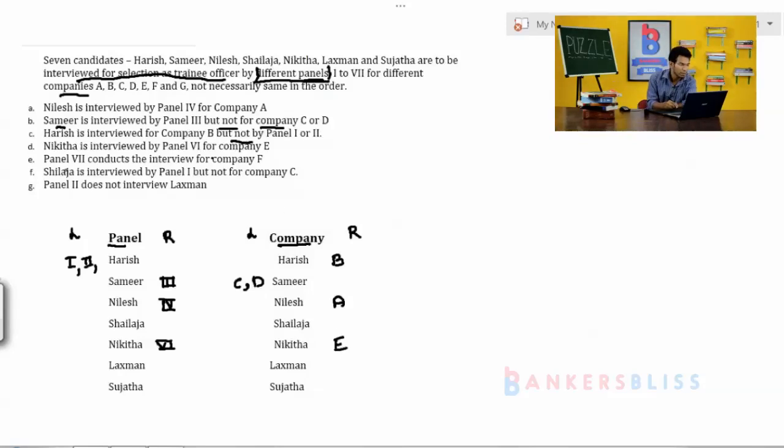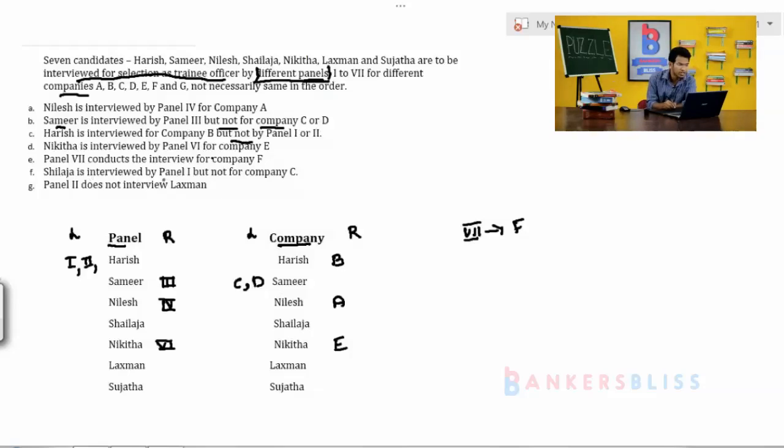Next one, panel 7 conducted interview for company F. Panel 7 conducts the interview for company F. Here there is no information given about which person is going to conduct panel 7 and interview for company F. So you just write it on the other side. Panel 7 is conducted by F. Is it clear? Why am I writing this? Because I don't know exactly who is going to handle panel 7 and is handled by company F. Is it clear?